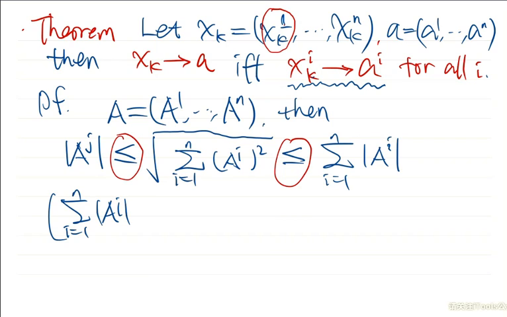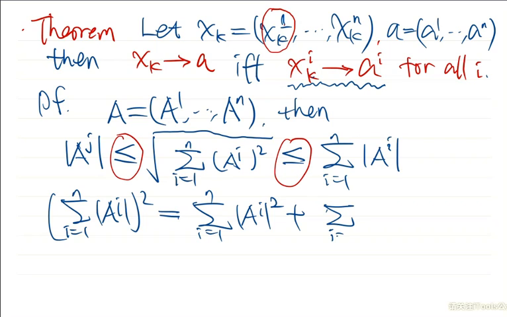of the right hand side. Because AI square, what's this? This is AI absolute value square plus some term, I not equal to j, AI AJ. Okay.